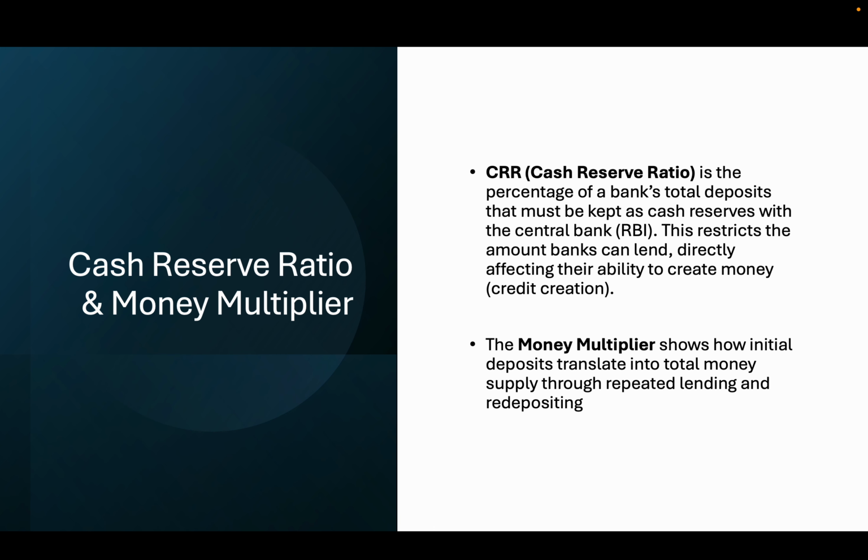This is called cash reserve ratio or CRR. Think of it. If CRR is 10% and you deposit 1000, how much will the bank keep with the RBI? It's 100 rupees. That leaves 900 for the bank to lend further. Now comes the exciting part, the money multiplier. That 900 gets spent, redeposited, lent again and again, which will multiply money in the economy.